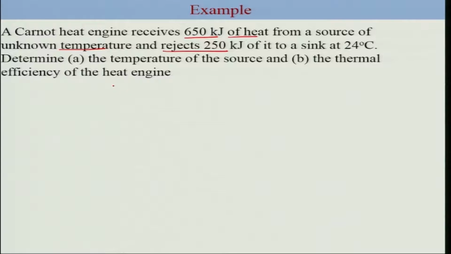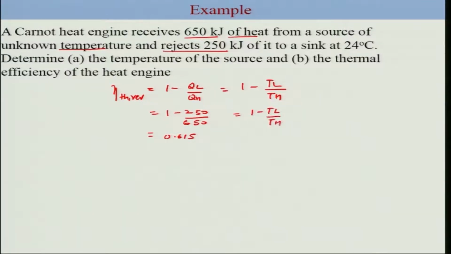So let's start with the first definition of eta. Eta thermal reversible is 1 minus QL by QH, which equals 1 minus TL by TH. So this is nothing but 1 minus 250 by 650, or 0.615. That will be your efficiency. This is also equal to TL by TH, which essentially means TL by TH is nothing but 250 by 650. We already know the sink temperature information, so TL is known.